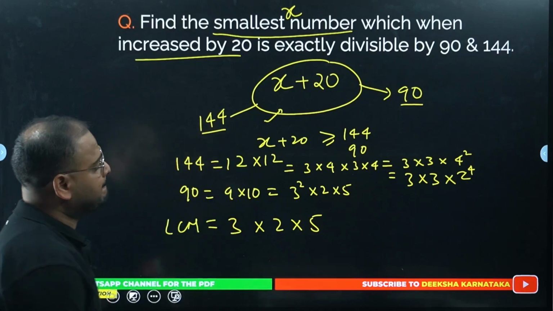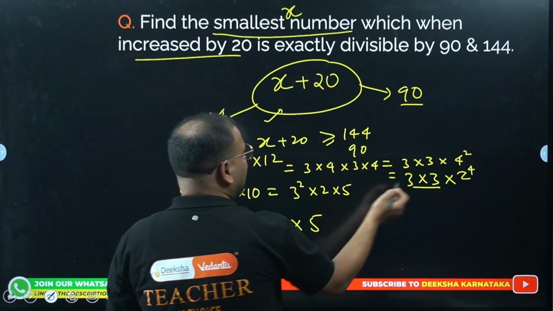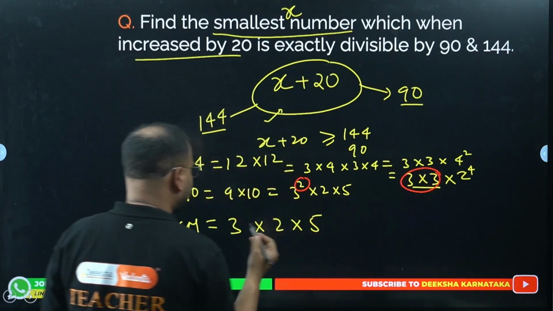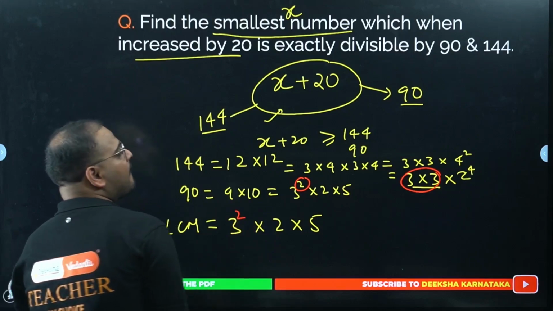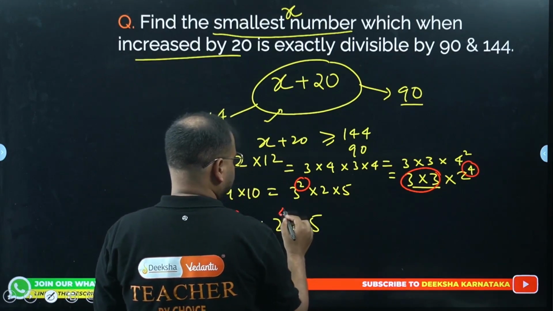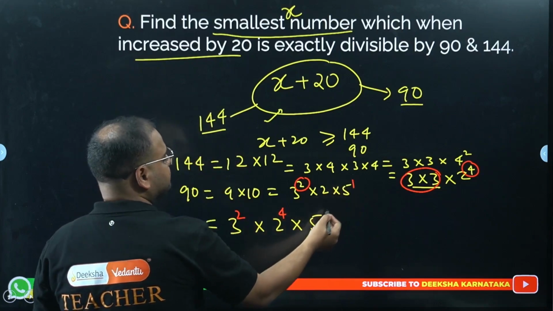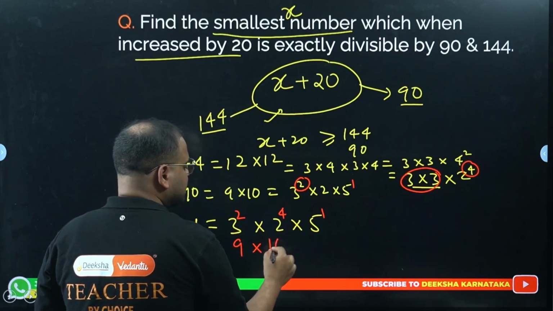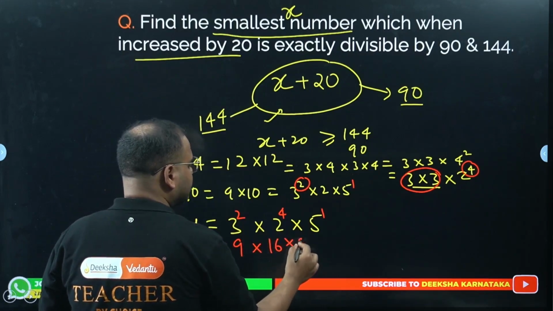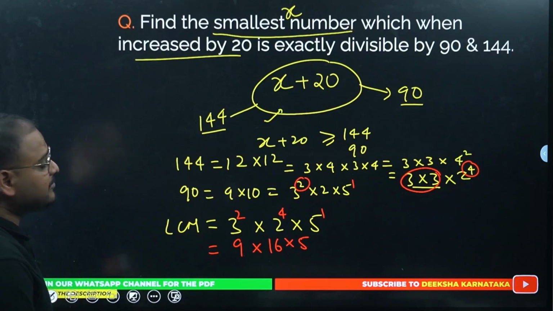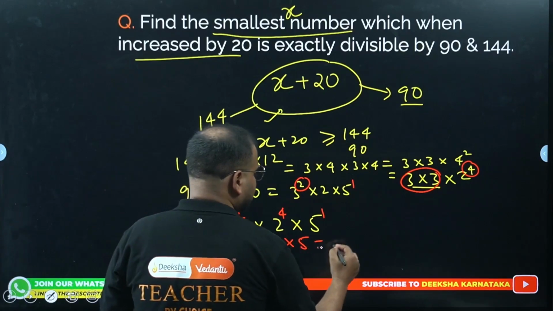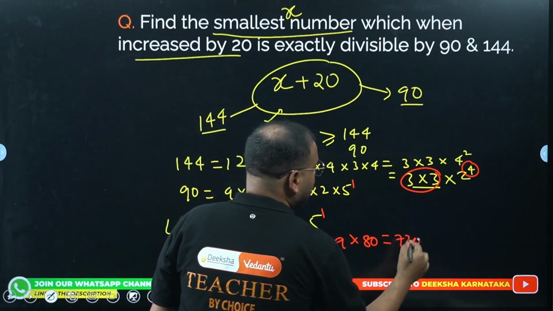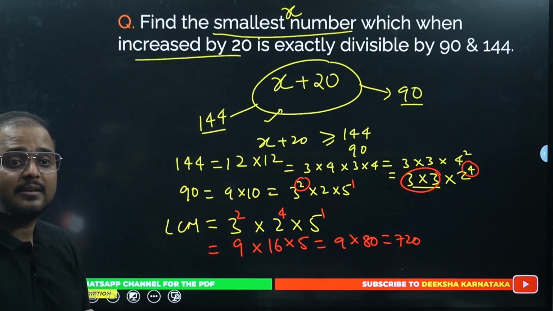Highest power of 3. Check here. Here 2 times, here also 2 times. It means highest power is 2. For 2, what is the highest power? 4. For 5, only 1 is there. Multiply it. 3 power 2 is 9. 2 power 4 is 16, into 5. 16 times 5 is how much? We just did right now. 9 into 80. Answer is 720. Now is 720 the answer that they are asking?